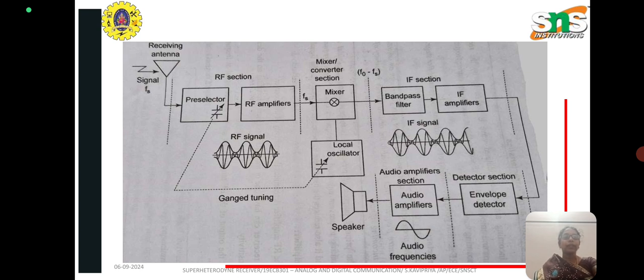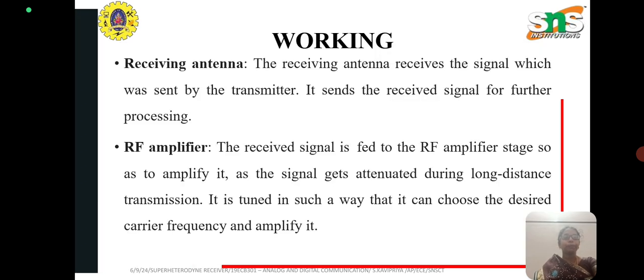So this is a diagram for the super heterodyne receiver. It consists of a pre-selector, RF amplifier, mixer, bandpass filter, IF amplifier, local oscillator, envelope detector, audio amplifier, and finally a speaker. The receiving antenna receives the signal which was transmitted and sends the received signal for further processing. The received signal is fed to the RF amplifier stage so it can be amplified, as the signal gets attenuated during long distance transmission.